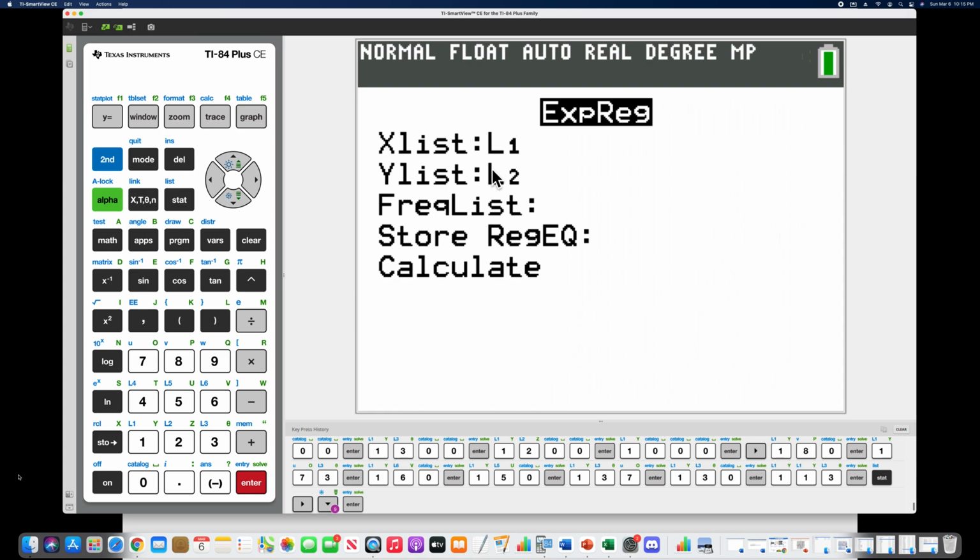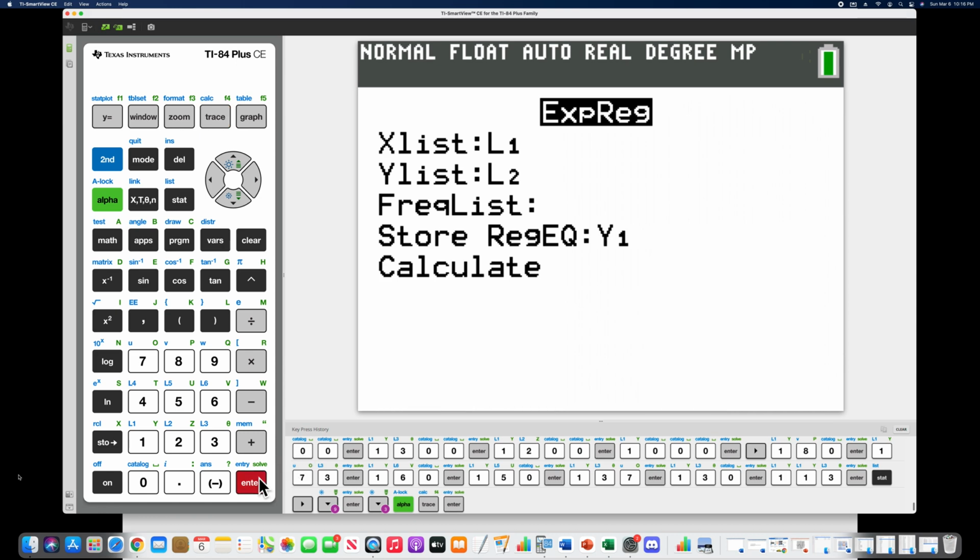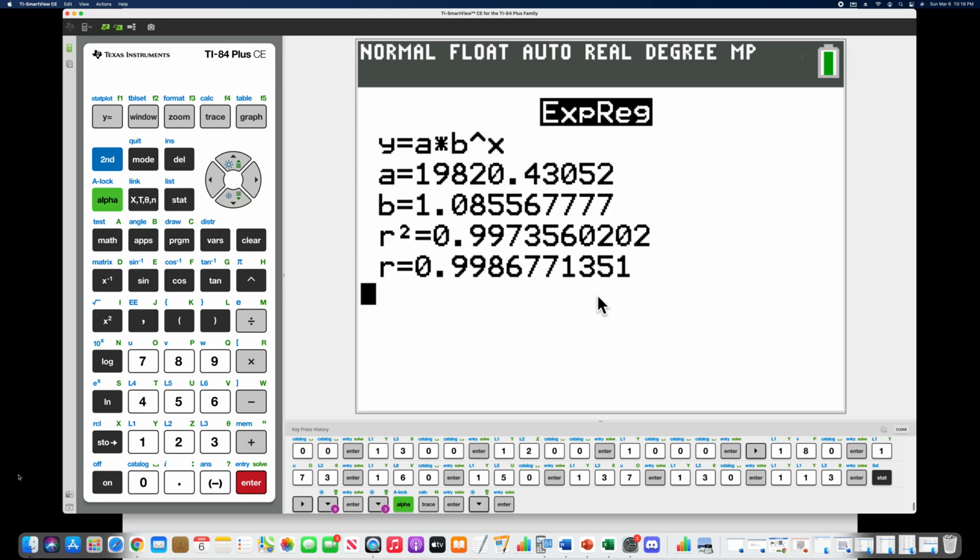Remember, in the newer calculator, you get a pop-up window, there's L1 and L2. If you want to store the regression, it's alpha trace, put it into Y1. If you want pictures of it, or if you want to do some number crunching, calculate it. There's my formula again. Again, strong correlation.